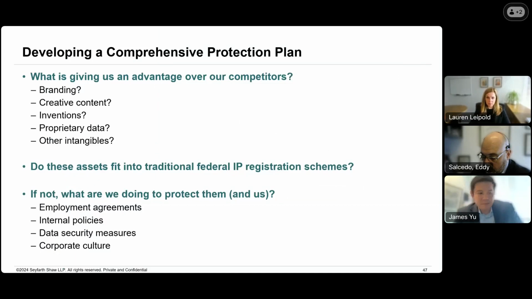Think outside the box here. It's easy, you're familiar with these traditional copyright and trademark concepts, but you may not have thought about your employees' data on their cell phone as being a protectable asset. It is, and you need to take those measures now and be proactive about it. So be creative in the ways that you implement your federal registration schemes, but also consider strategically, overall in terms of your portfolio, does this make sense to protect as a trade secret, a patent, et cetera? And then take those measures and steps that we've discussed regarding employment agreements, internal policies, data security measures, and fostering a good corporate culture to really underscore those points.